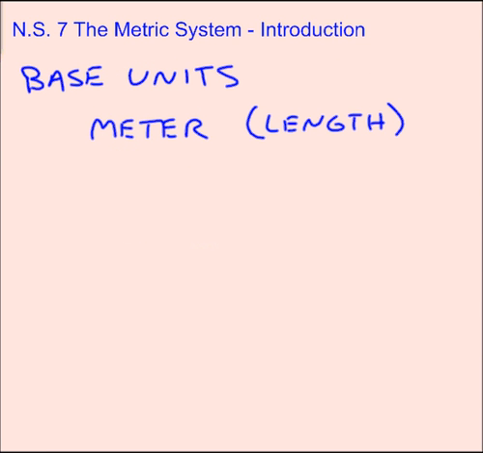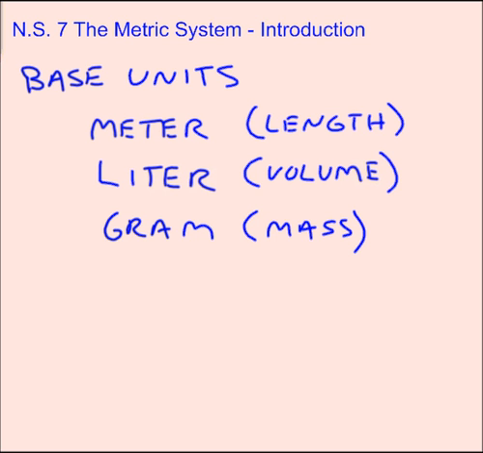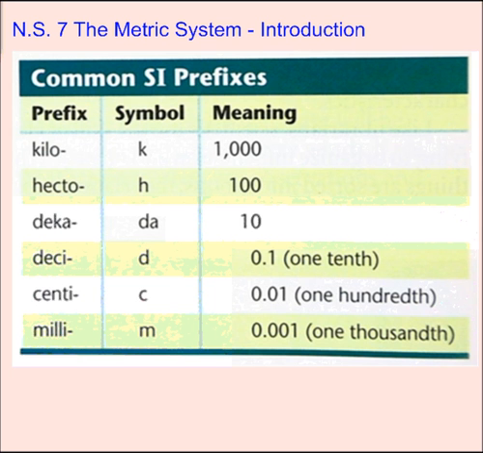The base units used in the metric system are the meter for length, the liter for volume, and the gram for mass. The base units represent 1. We can add prefixes to the base unit to represent either multiples of 10 or smaller units, tenths or hundreds or thousands. And here's a chart that explains that a little better. Kilo means 1,000, hecto 100, deca 10, deci 1/10, centi 1/100th, and milli is 1/1000th.